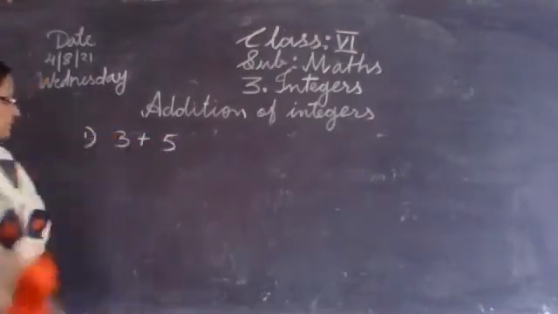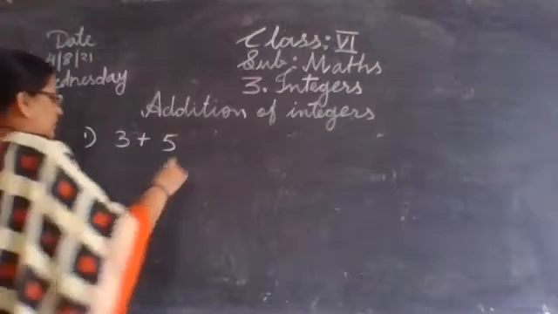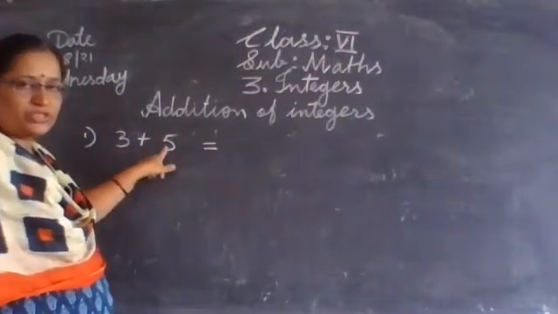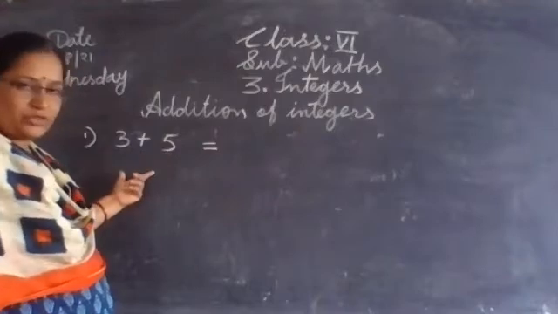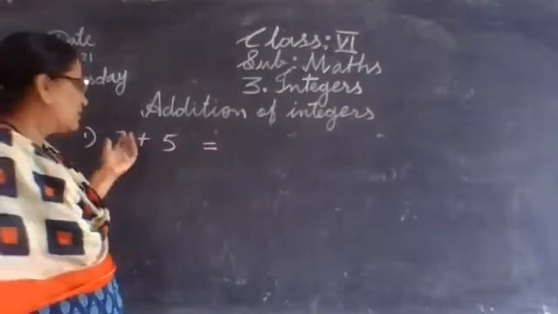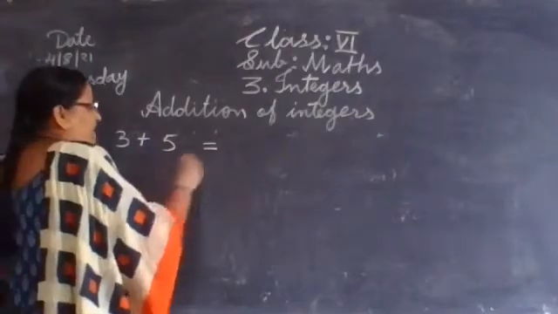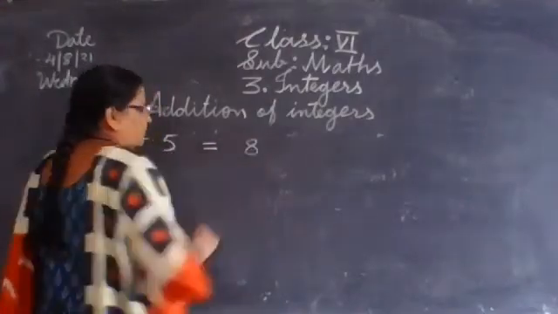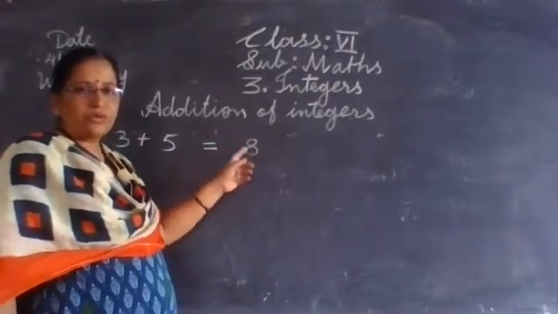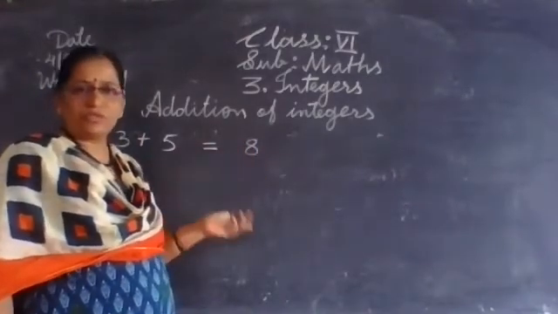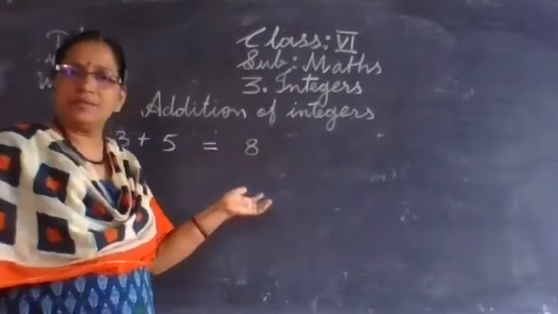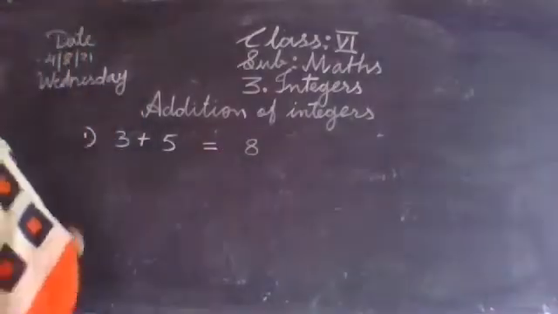Three plus 5. Now see, both the integers 3 and 5 are positive. So as usual, we will add 3 and 5. Answer is 8, means positive 8. No need to write the positive sign before the positive number. If no sign is there, it is understood the integer is positive. And now see the second one.